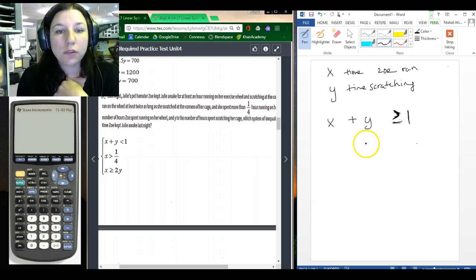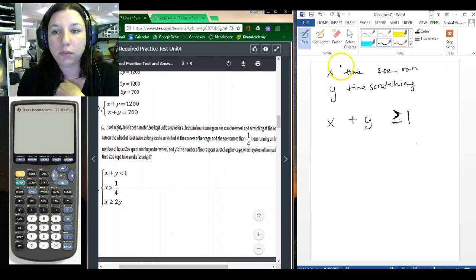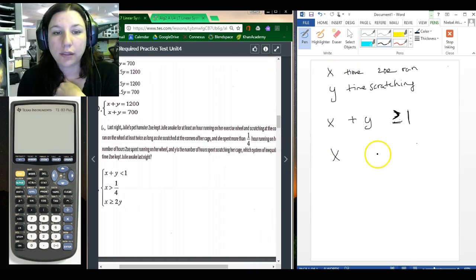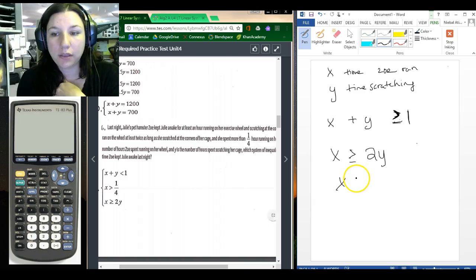Okay. Zoe ran on the wheel at least twice as long as she scratched at the corners of her cage. So the amount of time running on the wheel, which is X, is at least twice as long. So time on the wheel was greater than or equal to twice as long as she spent scratching. Okay. And then it says she spent more than a quarter hour running. So the amount of time you spent running is more than a quarter hour. Notice it doesn't say at least. So this one is just greater than. We don't put equal to.